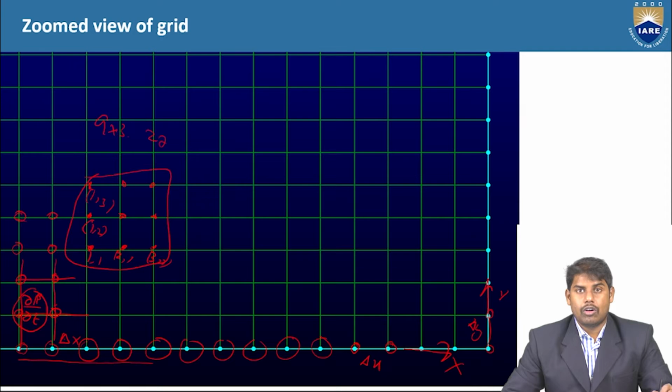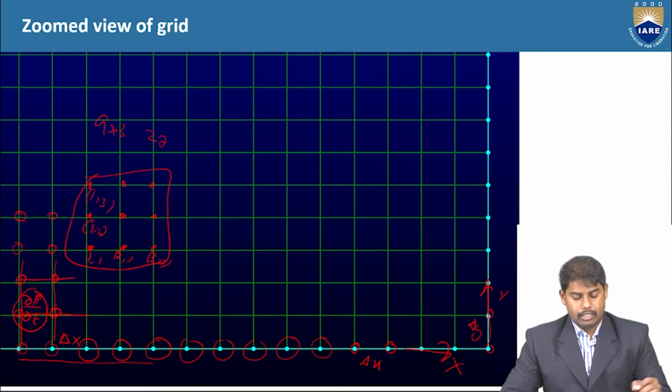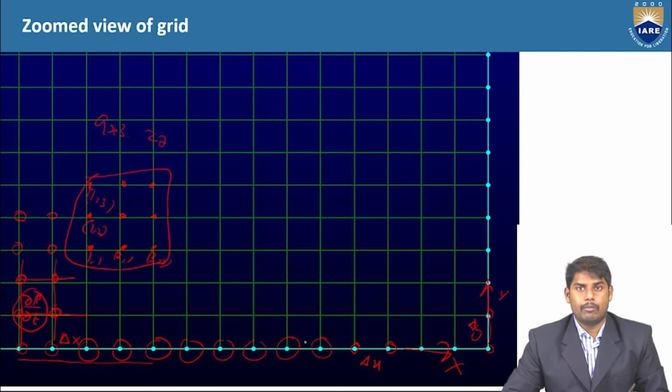It is called the grid spacing or the mesh spacing, or nodal spacing. The grid spacing can be uniform or non-uniform depending upon the fluid flow phenomena or the application we take. So here you can see what the meaning of uniform spacing is.